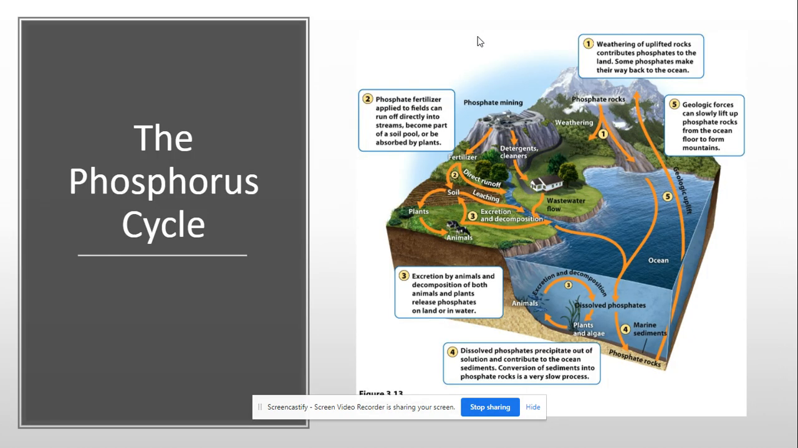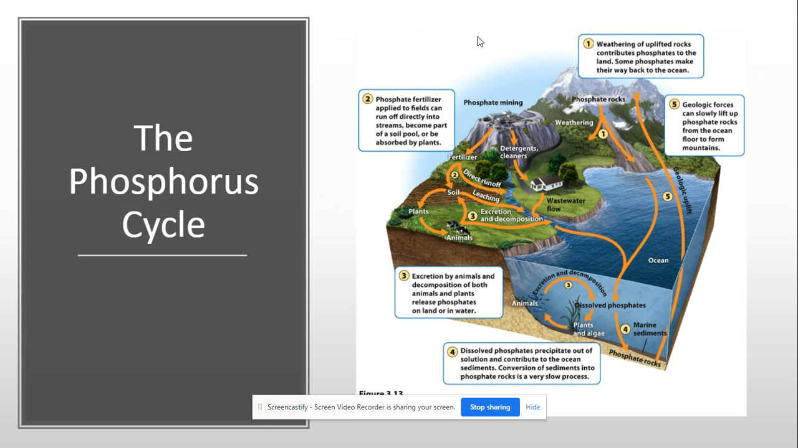Here's quickly our phosphorus cycle. We can see phosphorus is mainly found within rocks, and it is the weathering or uplift of rocks that help to contribute to phosphates found on land and some even in the ocean. Phosphates from fertilizer can also be applied to fields. They can then be moved via runoff and end up in streams or other waterways.